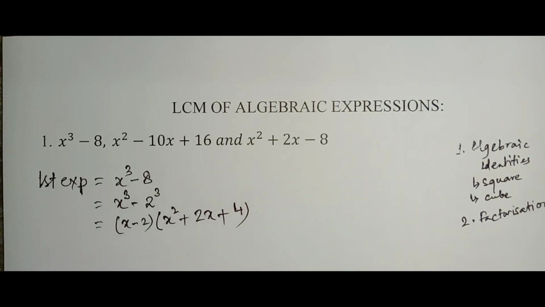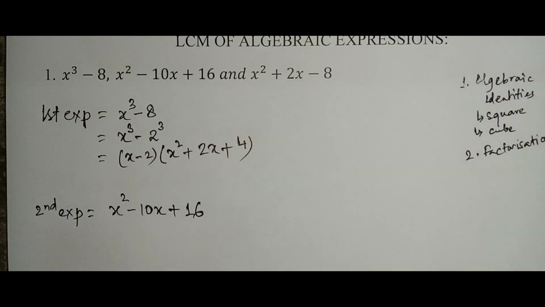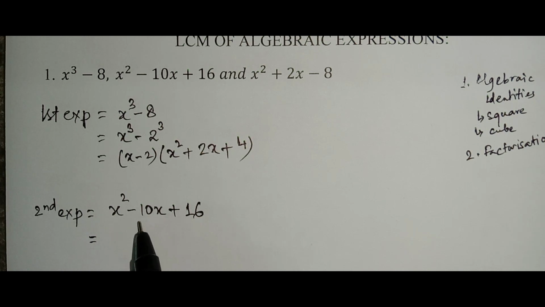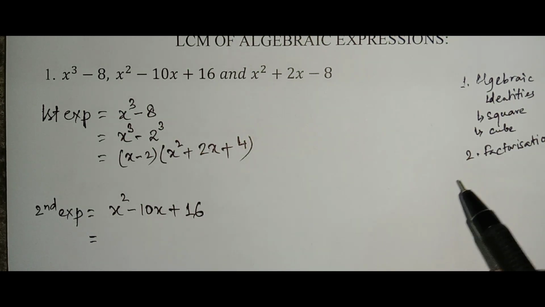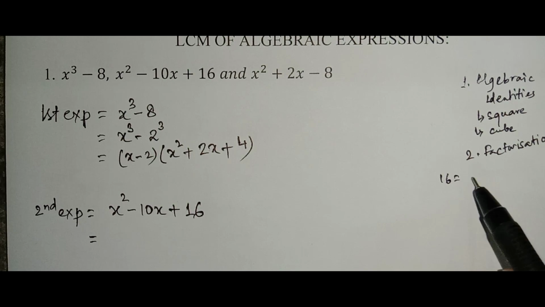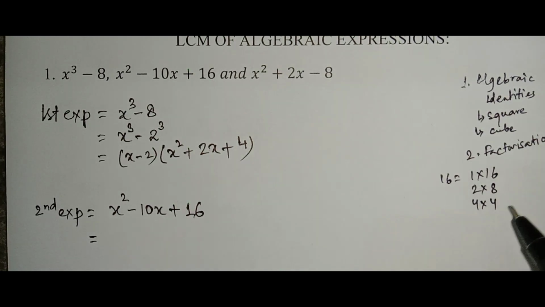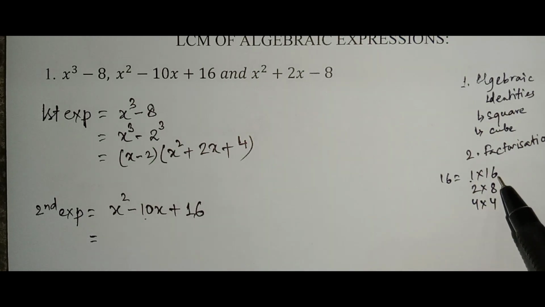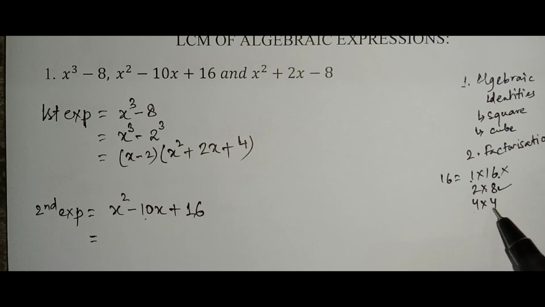My second expression is x squared minus 10x plus 16. Now let's try to factor it. The factors of 16 are 1 into 16, 2 into 8, 4 into 4. Here the sign is plus, so adding these factors we should get 10. 16 plus 1 is 17, no. 2 plus 8 is 10, this is correct. 4 plus 4 is 8, incorrect. So we are going to use 2 and 8.